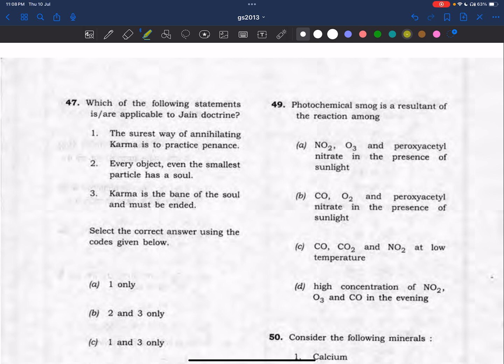Which of the following statements are applicable for Jain doctrine? Jainism. He's asking about Jainism. The surest way of annihilating karma is practice of penance. Yes. Jainism has advocated for penance.